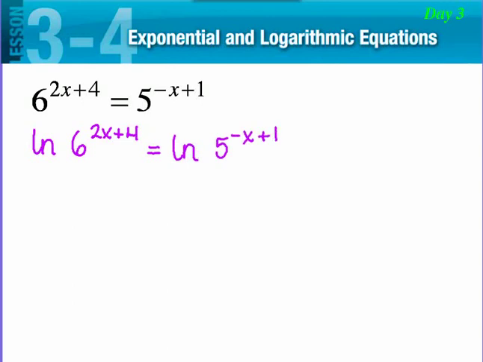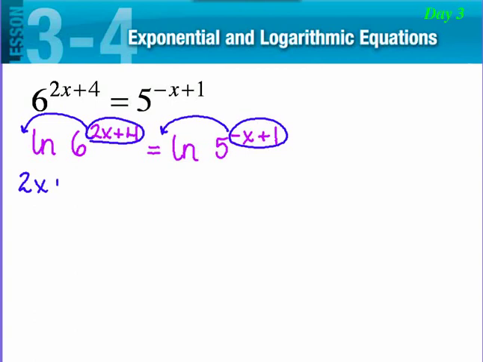So what I'm going to do is take the natural log of both sides. And you're probably wondering, why? Because now, since I have it written that way with the natural log, I can move these powers down around front. So I'm left with 2x plus 4, that quantity, times ln of 6 equals negative x plus 1 times ln of 5.